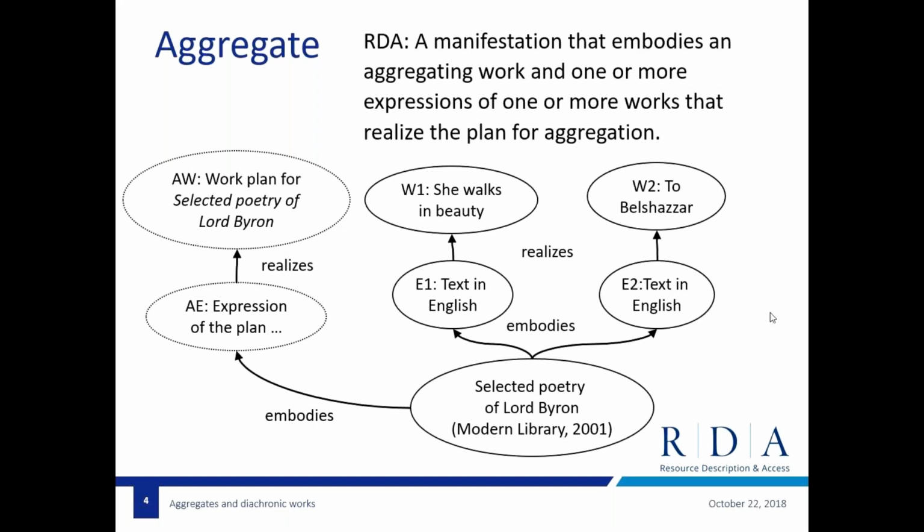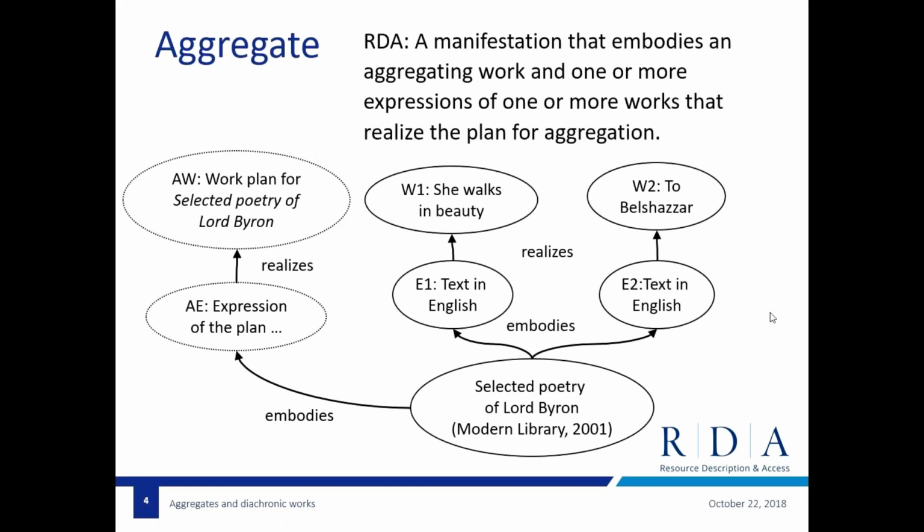So there are two poems by Byron, She Walks in Beauty and To Belshazzar. They are in their original English and they are embodied in the Selected Poetry of Lord Byron. If we were to take the same works and instead aggregate the French expressions, the French translations, we would have a different aggregate. So that's the important thing.